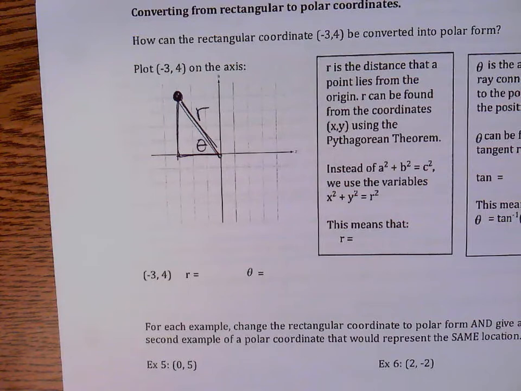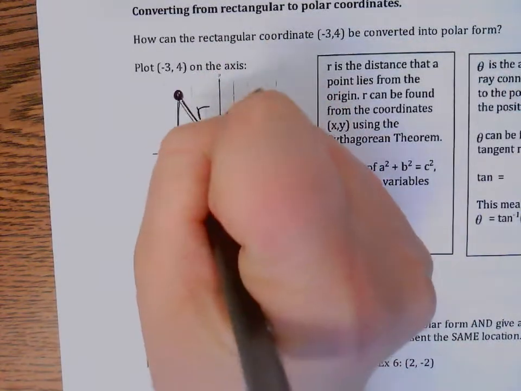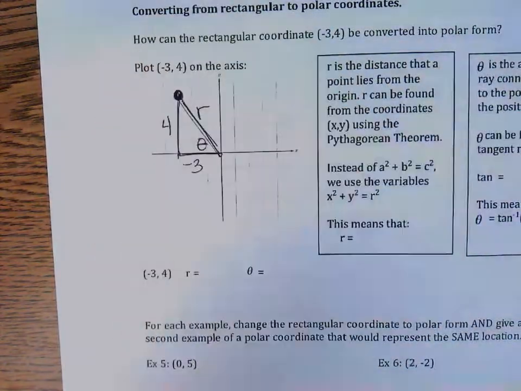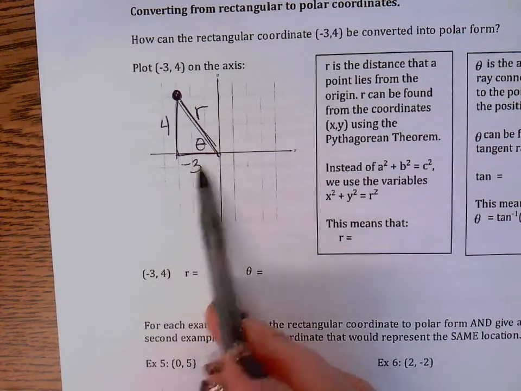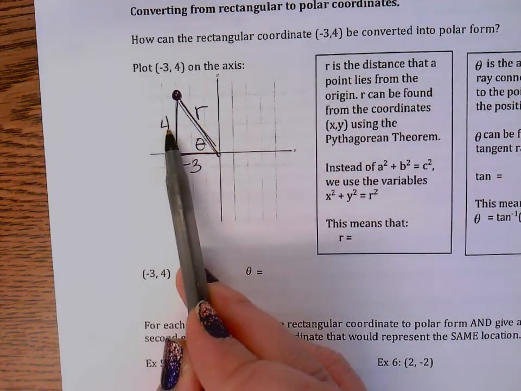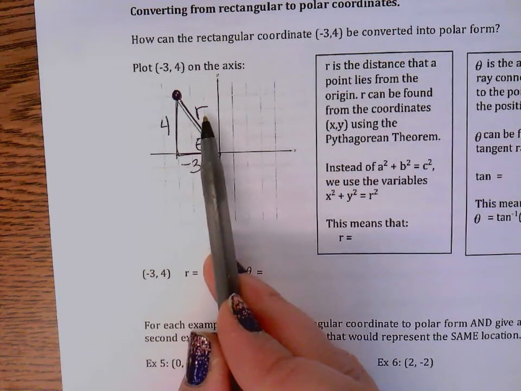You don't have to memorize this process. You should already know how to do this next step from trig last year. If this is negative 3 and this is 4, this is just a 3, 4, 5 triangle, right? 3 squared plus 4 squared is 25. So r has to equal 5.